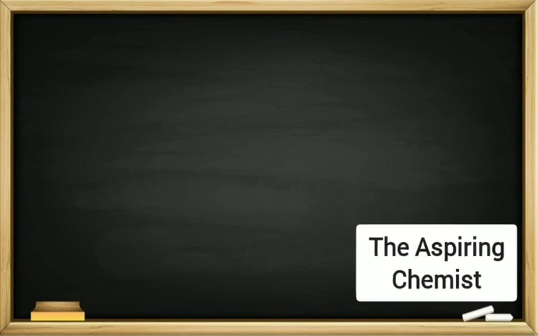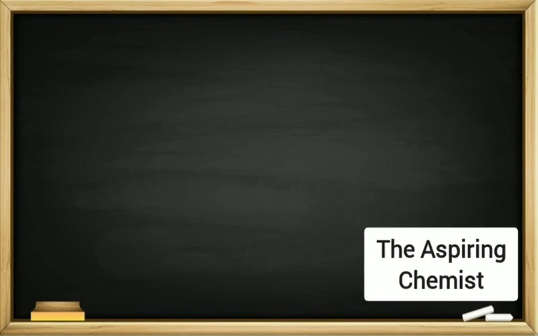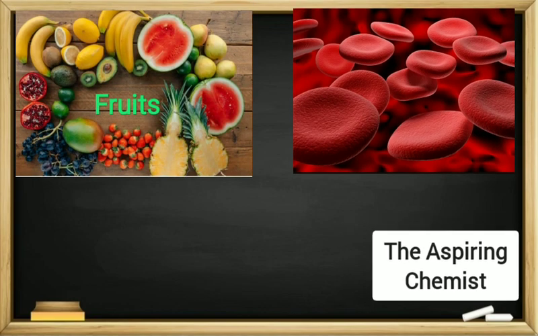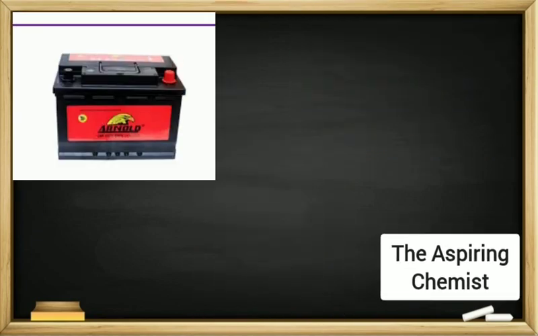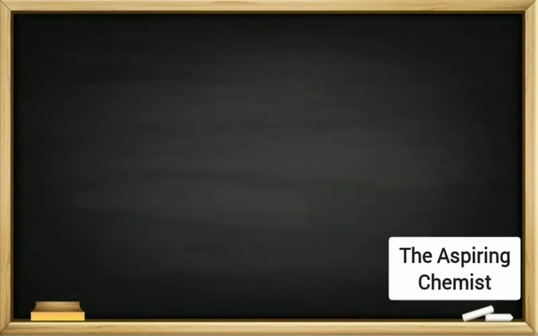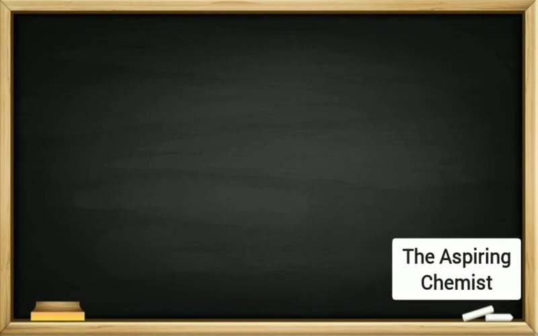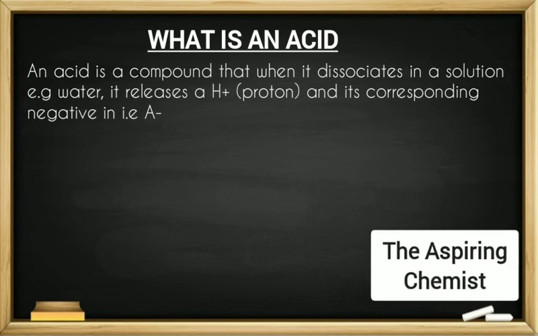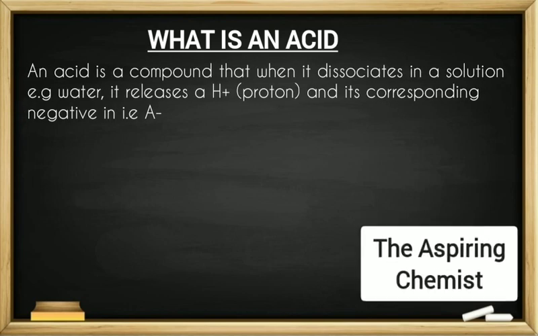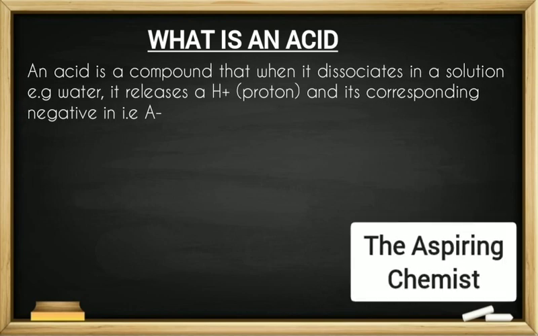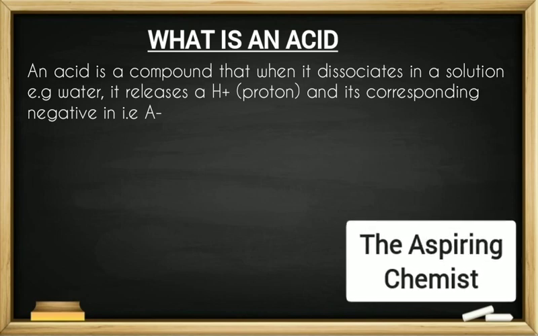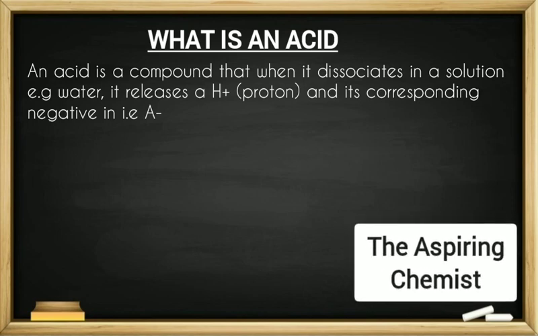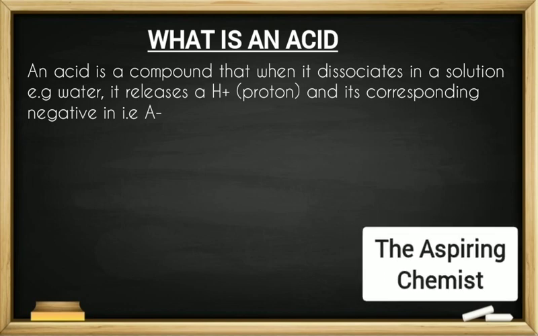Now, acids are found all around us. They are found in fruits, in our blood, in our stomach, in carbohydrates, oils, and milks. But because of that, we don't generally describe or classify them as acids. But as a science student, as a chemistry student, what is an acid? Well, an acid is a compound that when it dissociates in a solution, it releases a positive hydrogen ion, or we can call it a proton, and its corresponding negative ions.